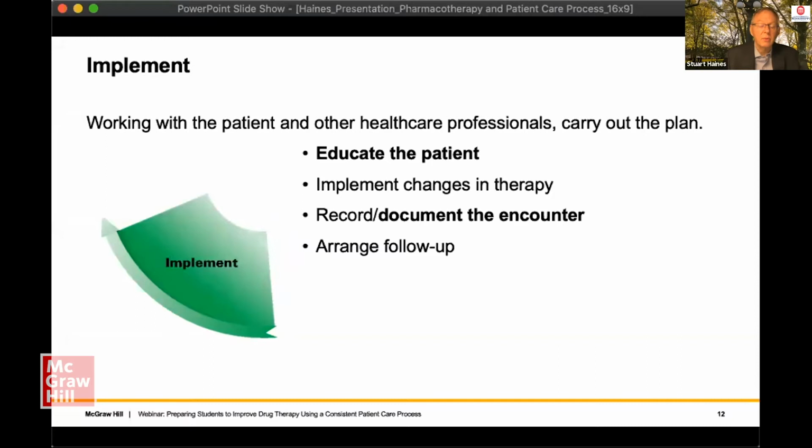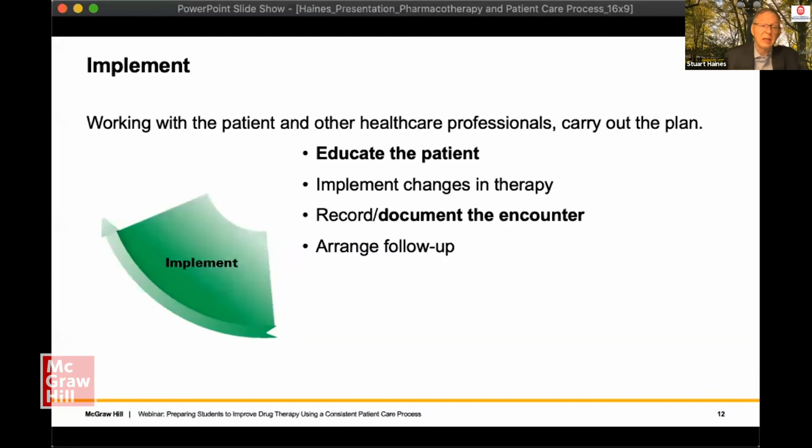Implementing changes in therapy. So changes in either drug therapy or changes in the administration of the therapy, changes in the timing of it. So all of that needs to be communicated. If new drugs need to be dispensed to the patient or changes in doses and so on, documenting that encounter, recording it in some sort of medical record, as well as the implementation process and arranging for follow-up. So simply putting it in our plan isn't enough. It's actually making the calls and setting the appointments and things like that to make sure that follow-up will occur.